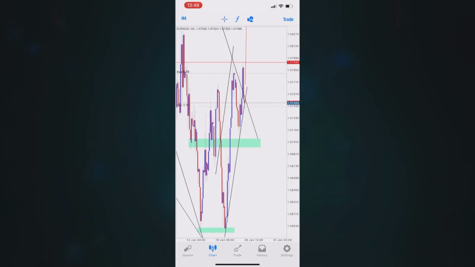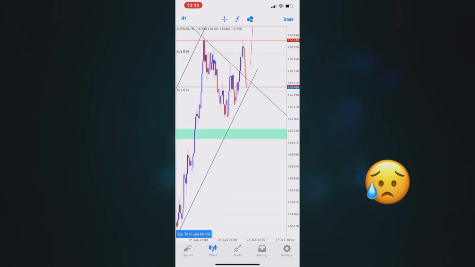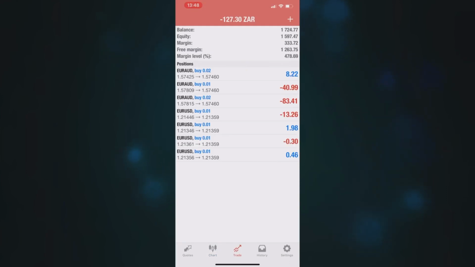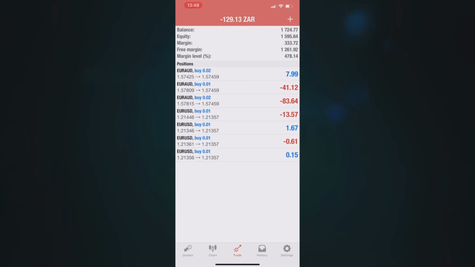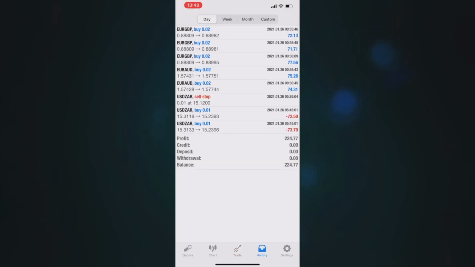Currently, Euro AUD is also still retesting, guys. We don't think it's a sell. Only if it crosses below the green bar, we're going to close. And Euro USD is still looking for a push towards the upside. So far this is the progress, so let's step away and come back later.